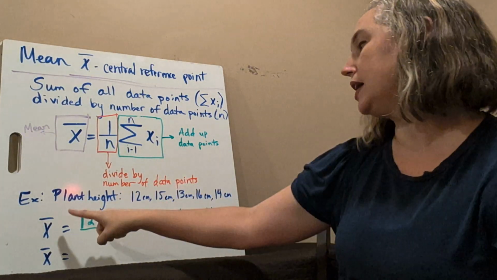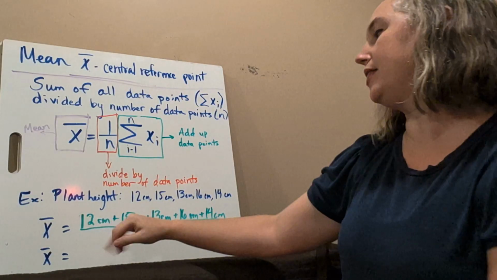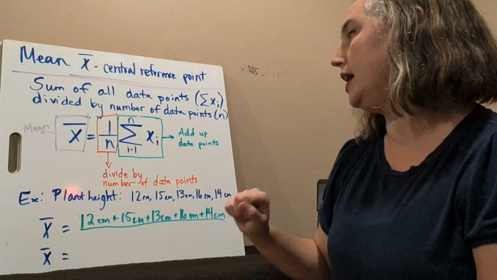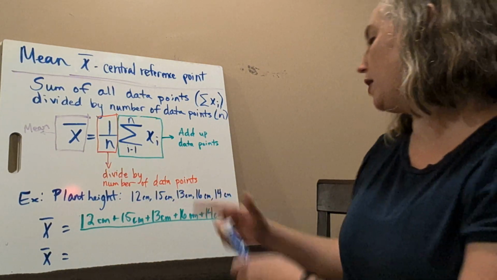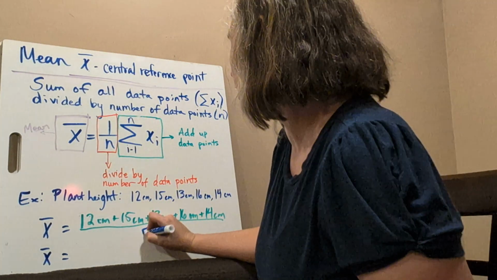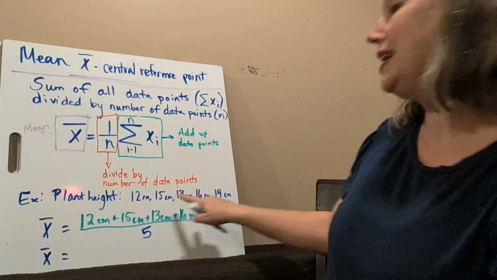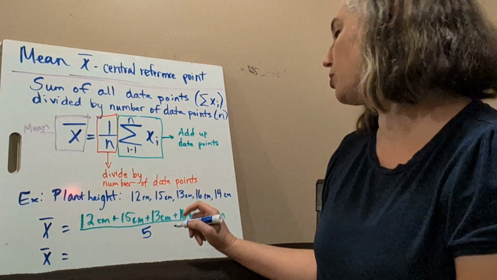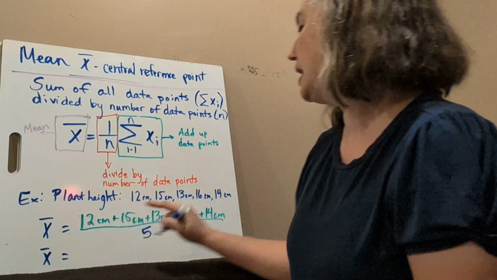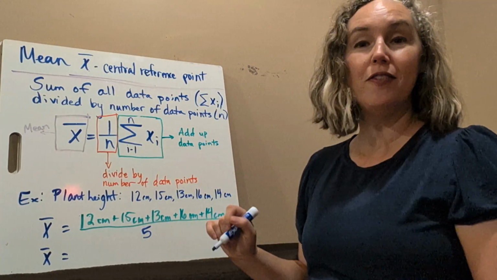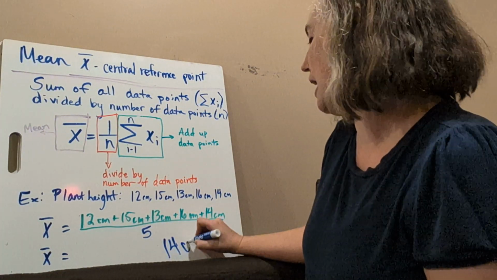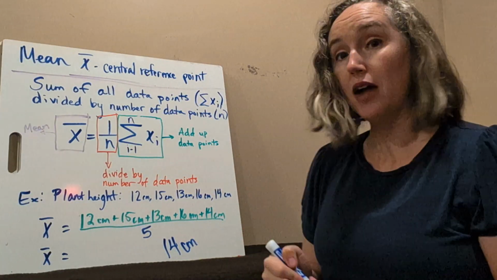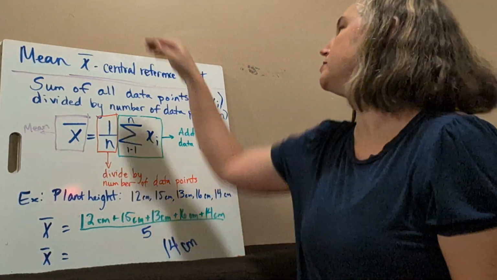So our first step is to add all of those up and then divide by our n. N is the number of data points, and we have 1, 2, 3, 4, 5. Okay, so there's 5 there. When we sum or add up the top row, we're going to get 70. 70 divided by 5 is 14. 14 centimeters is our mean. Our average, the central point.